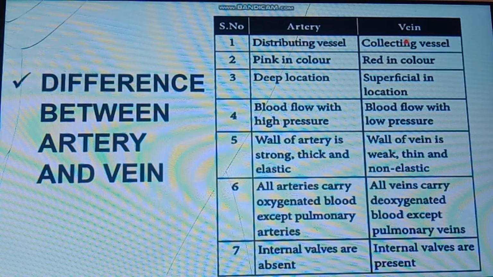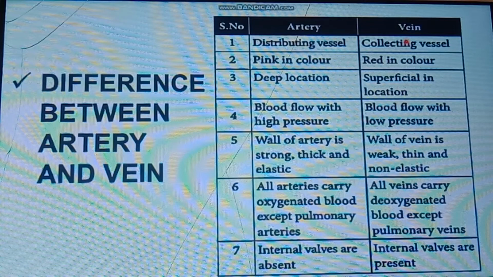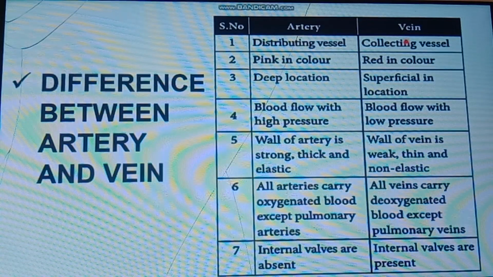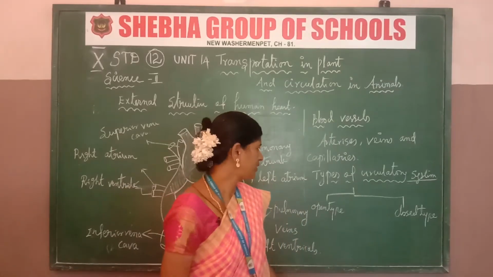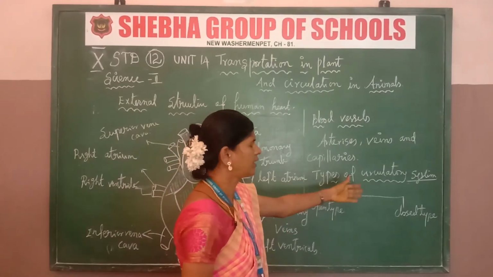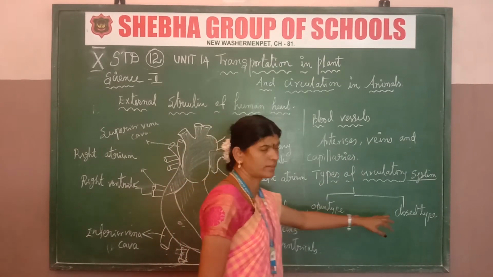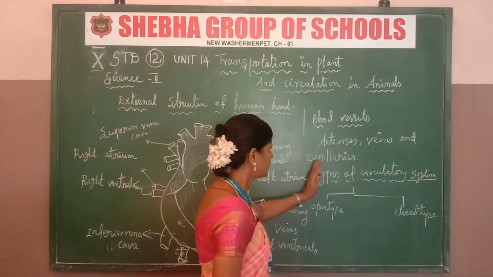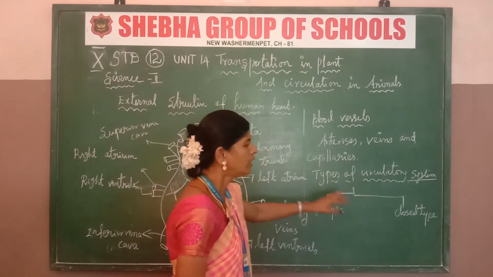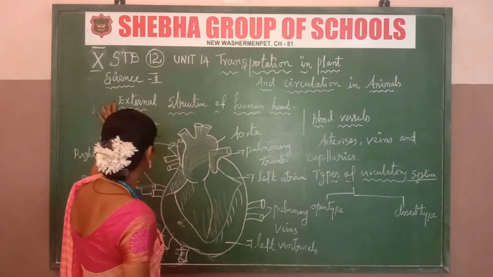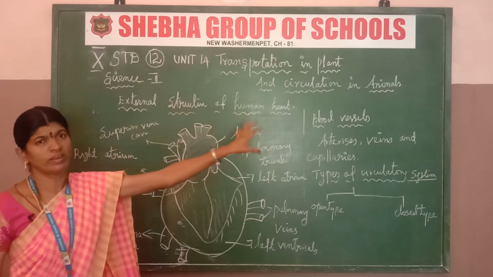Next, walls of artery. The walls of artery are thick and elastic. Next, the wall of the vein is weak, thin and non-elastic. It's clear? Next, types of circulatory system. One is open type and another one is closed type. Next one, the external structure of the human heart.